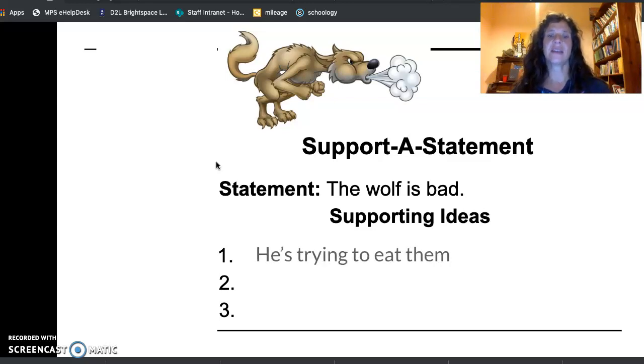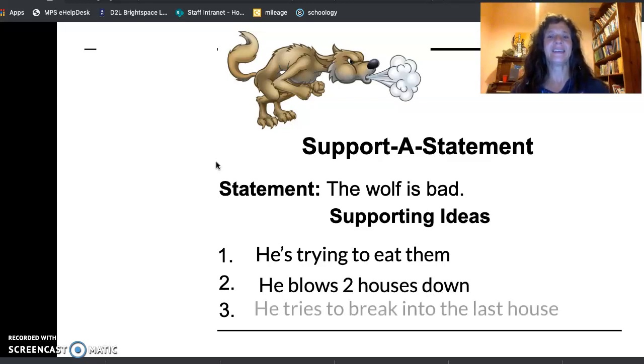So here's my first idea. He's trying to eat them. That's bad, right? That is bad. Anyone else? All right. He blows two of the houses down. Absolutely. That's bad. Oh, and he tries to break into the last house. This is why he gets boiled in a pot, right? Totally deserves it. Maybe not. So we have supported the statement, the wolf is bad. We have used ideas from the story to support the statement that the wolf is bad.